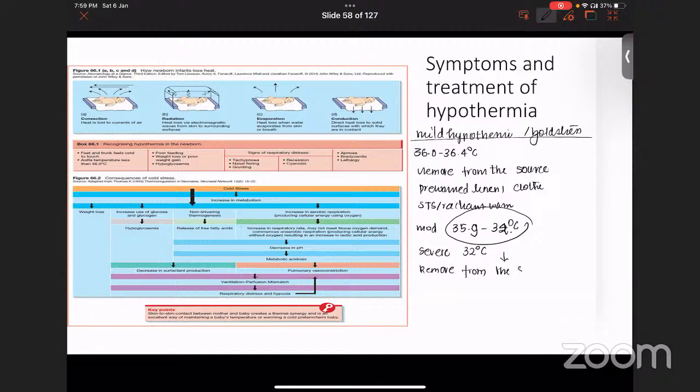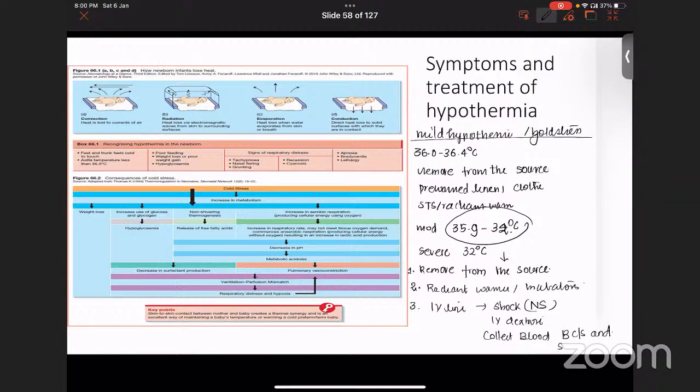One thing. Second thing is, you have to remove from the source, then put the baby on the radiant warmer. If it's a preterm baby, keep it in an incubator. Third thing is you have to assess the IV line, correct shock by giving an NS bolus, give IV dextrose, collect blood for blood culture, and start empirical antibiotics.